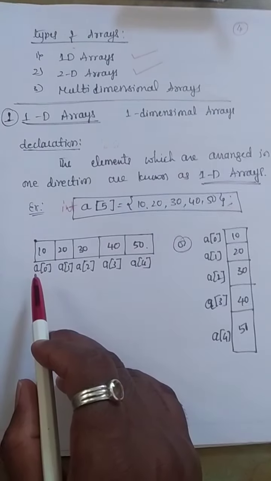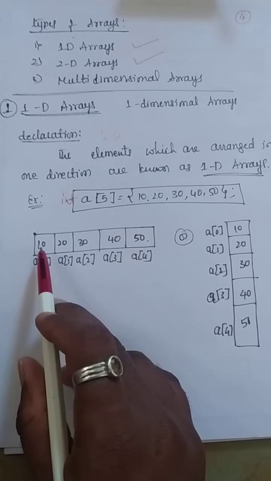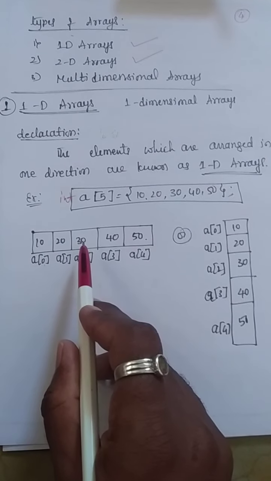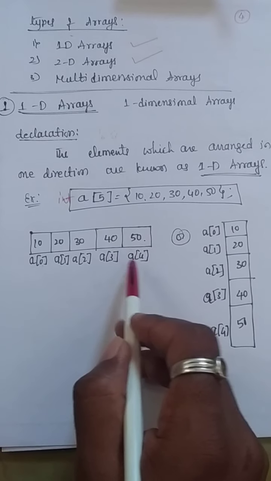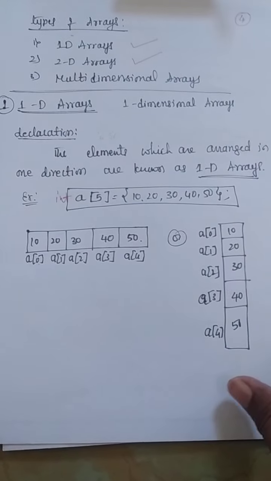Here you can observe the memory locations. A[0] memory location contains value 10. A[1] memory location contains 20. A[2] memory location contains 30. A[3] location contains 40. A[4] contains 50. Same thing we are having in vertical order. Got it?